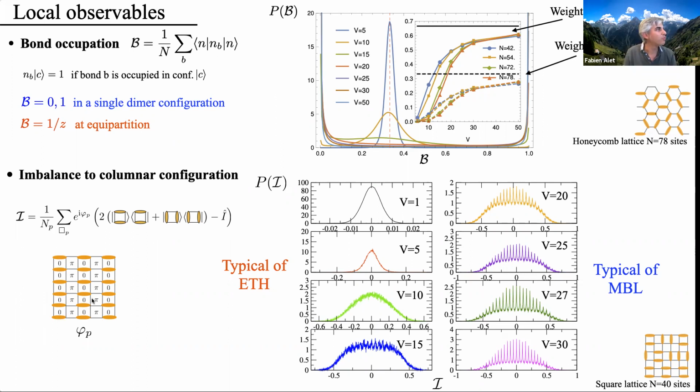And we can cook up a number which is 1 if we are in these states and 0 if we are in a kind of thermal state. That's, yeah, if you want, some kind of staggered magnetization. So let's call it imbalance. And we can look at the probability distribution of that imbalance. And what we see on the square lattice here is that we see the same signals.